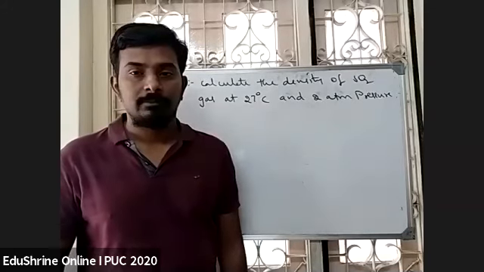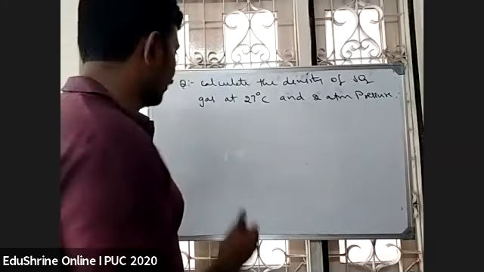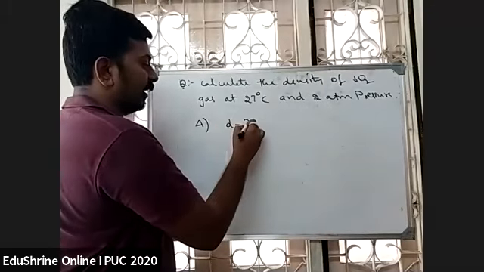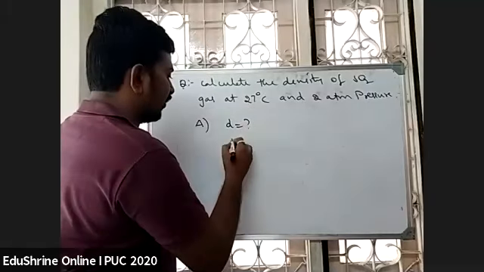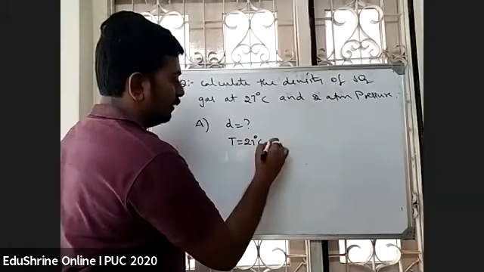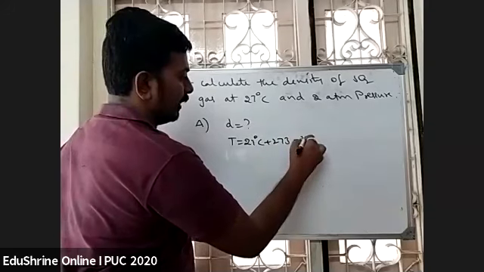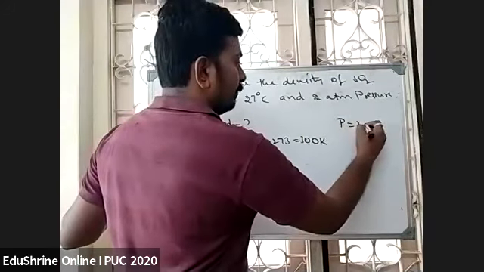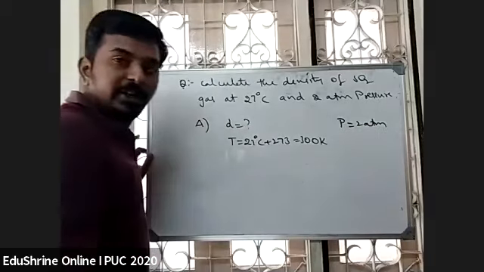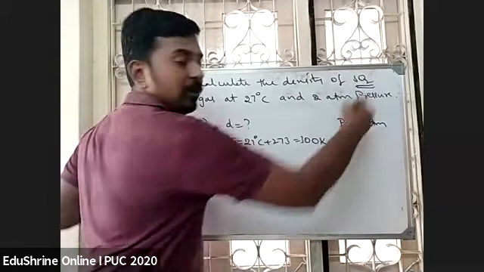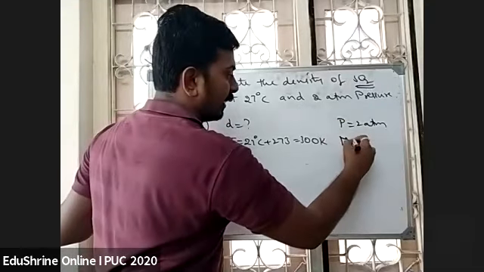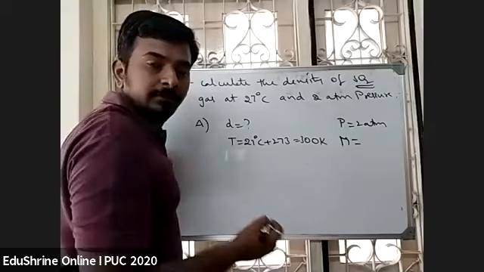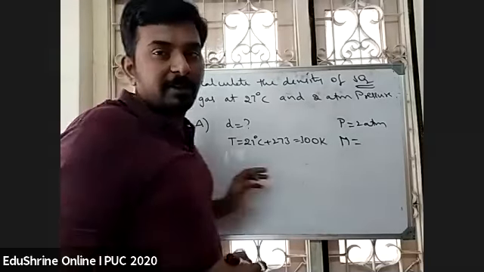Yes, given information. Density you need to calculate. Temperature is 27 degrees centigrade plus 273, so that is 300 Kelvin. P is given as 2 atm pressure. So you know the gas is sulfur dioxide. So what will be the molar mass of sulfur dioxide, students?